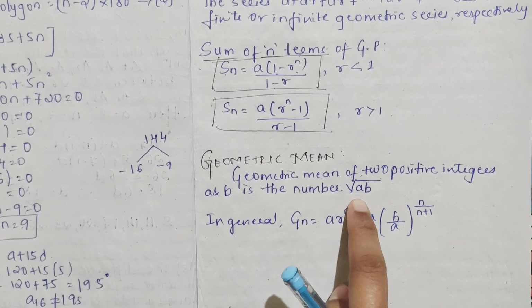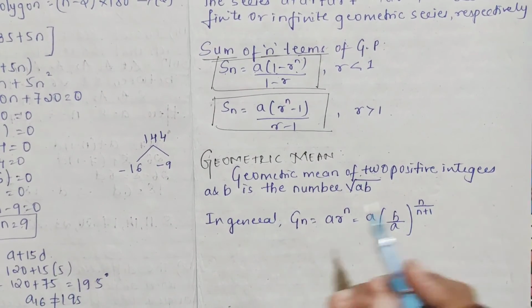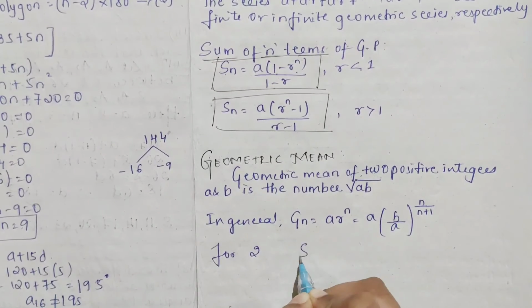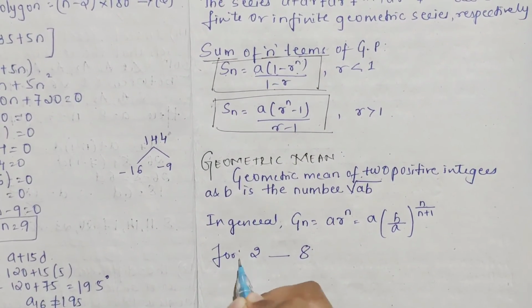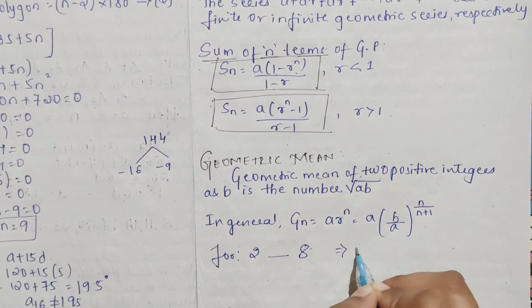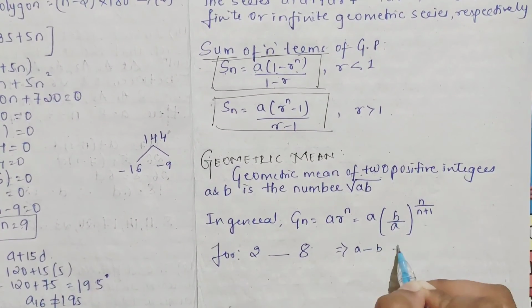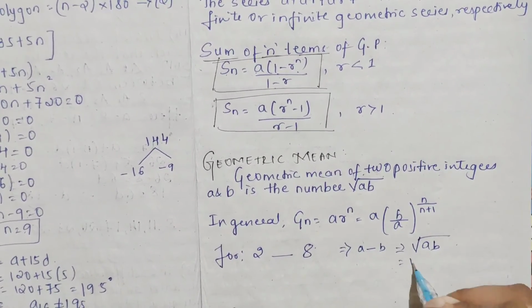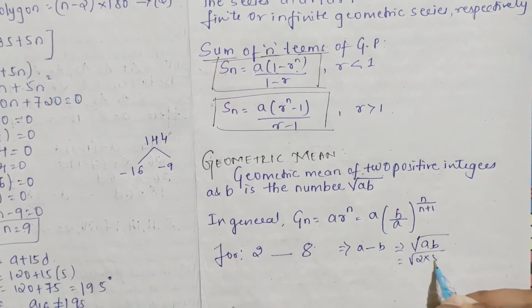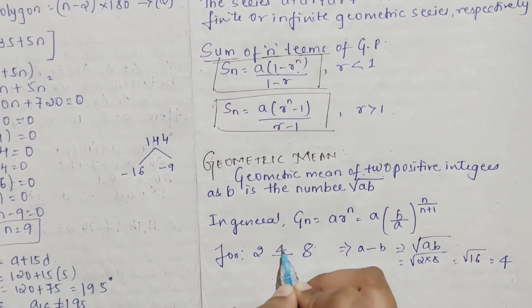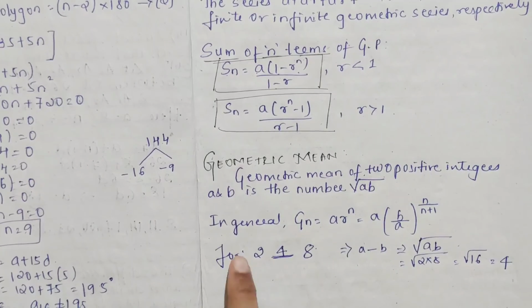Of two positive numbers, it is given as root of ab, right? For example, now you have 2 and 8. So, between these numbers if you want to find the geometric mean, how do you do it? Root of ab you have to find. Here a is 2 and b is 8. So, 2 8s are 16 and the square root is 4. So, the number in between is 4. I hope you have understood.